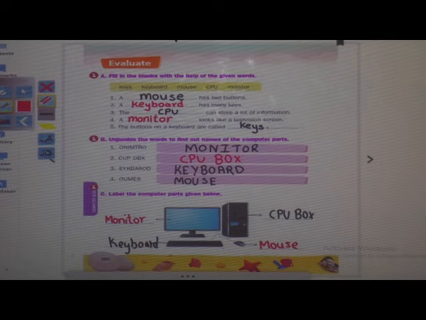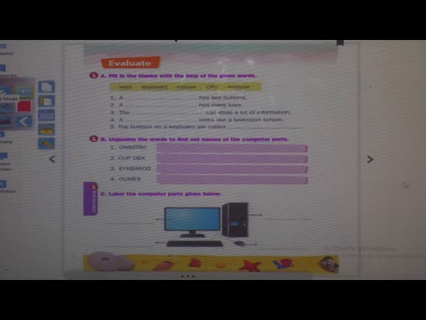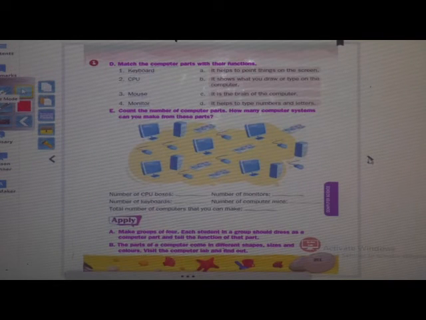And last, we have labeled the parts of computer. First one is monitor, M-O-N-I-T-O-R, monitor. Next, keyboard, K-E-Y-B-O-A-R-D. Next is CPU box, C-P-U-B-O-X, box. And last is M-O-U-S-E, mouse. So students, have you done this page? Now come to next page.